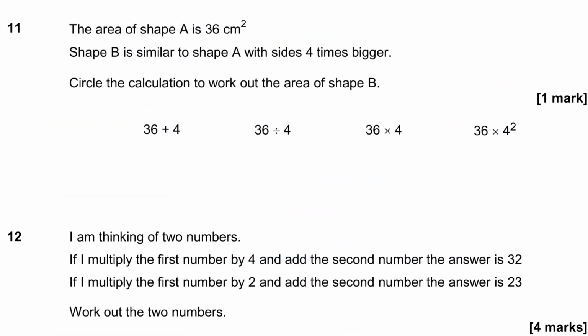Question 11 says that the area of shape A is 36 centimeters squared and shape B is similar to shape A with sides 4 times bigger. Circle the calculation to work out the area of shape B.